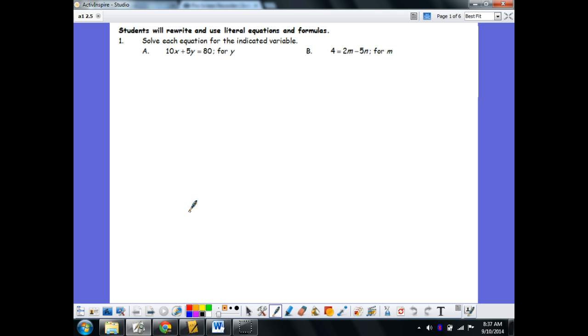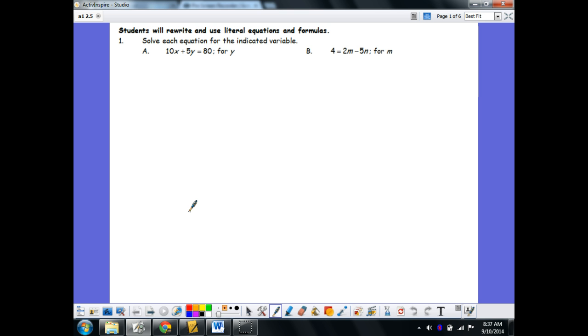Today we're going to solve what are called literal equations. Literal equations are really nothing more than equations with more than one variable in them. For example, the two that you see, A and B. They both have two variables. A has x and y, B has m and n. What we're going to do with these is isolate one of the variables, that is to say, get one of the variables by itself.